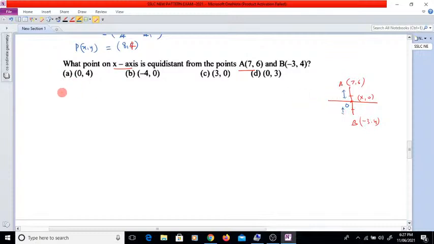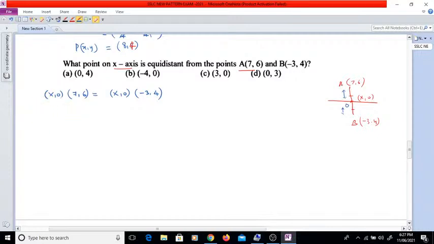So OA, what is OA? That is the distance between x comma 0 and 7 comma 6, which equals the distance between x comma 0 and minus 3 comma 4. So these two distances are equal. So we will solve for x here.